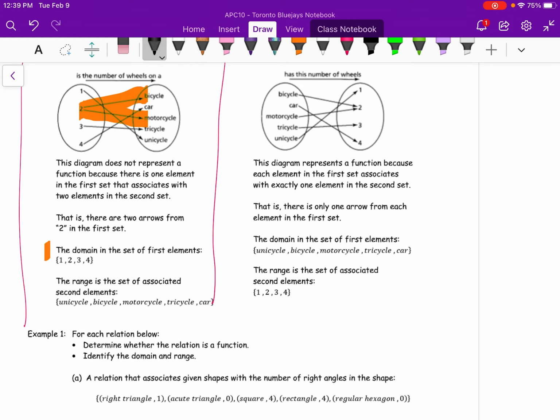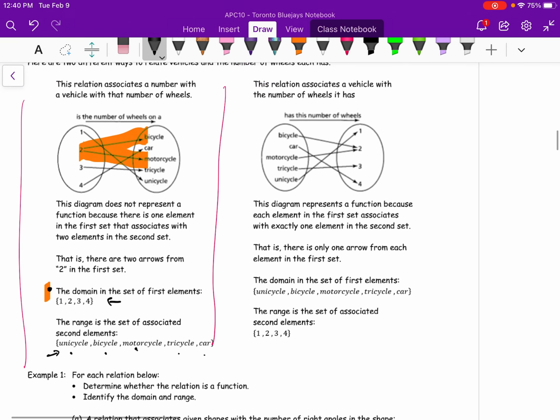Just a brief comment. The domain goes 1, 2, 3, 4. There's a natural way to list the numbers in that order, increasing order. Whereas there's no natural way to organize the elements in the second set other than to say 1 wheel, 2 wheels, 3 wheels, and 4 wheels.